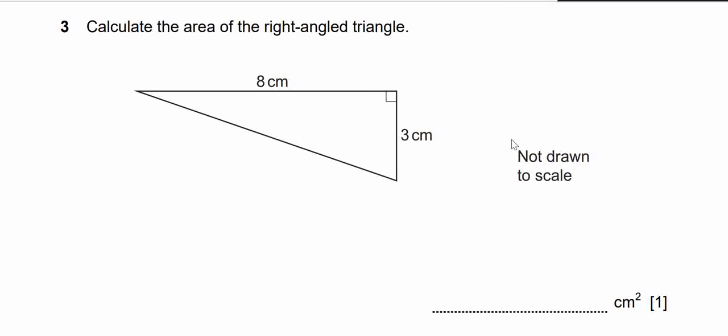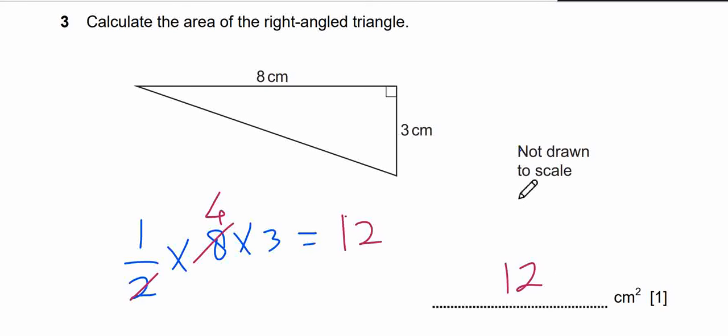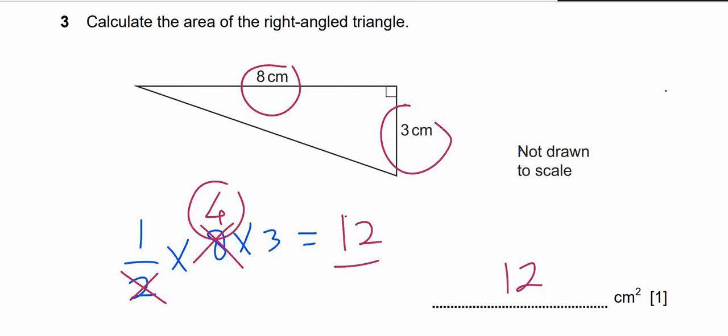Next. Now in question 3, calculate the area of the right angle triangle. 10 seconds from now. Alright guys, let's reveal the answer. So it's 12 cm square. So we got half times base times height, 8 times 3, and then we simplify. 8 divided by 2 is 4, so 4 times 3 is 12. That's how we got 12.